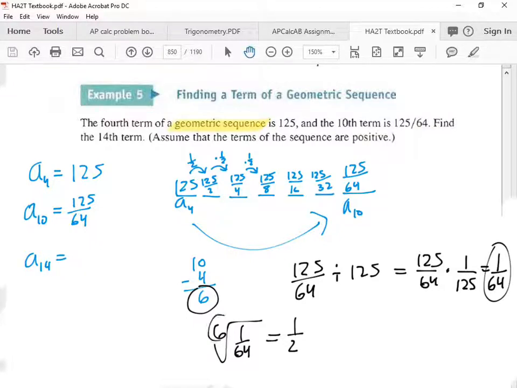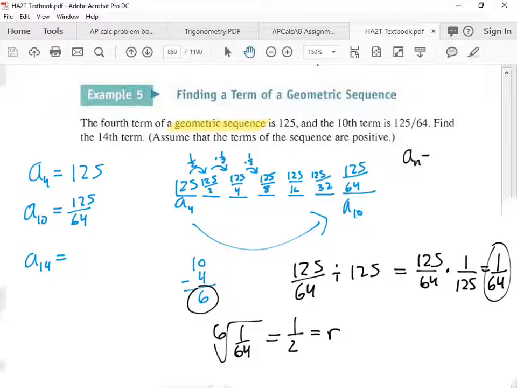So you see where we got the 6, right? You see where we got the 1 over 64, right? This is going to be the same process for every other problem like this. You get the 6 by subtracting the term numbers. We got the 1 over 64 by dividing the last term by the first term. And that gave us the common ratio. The common ratio here is 1/2. This is your R.